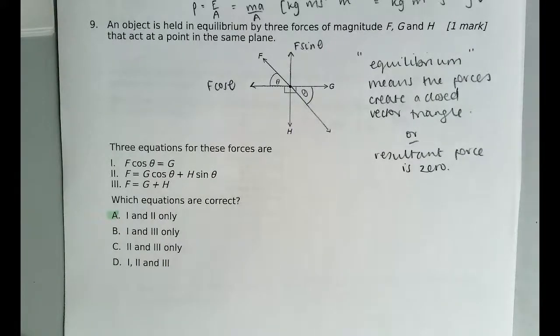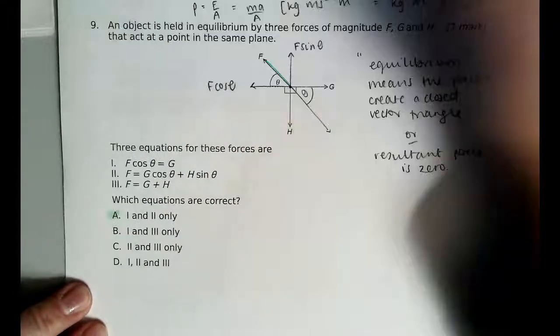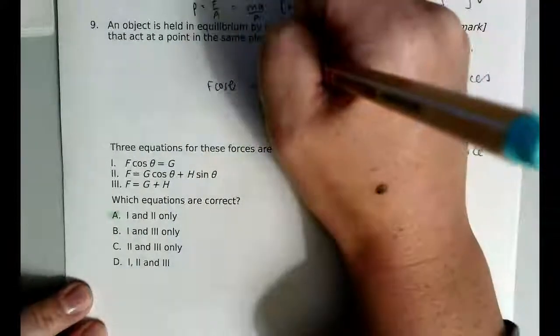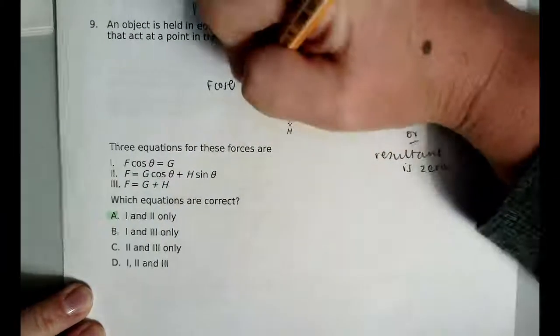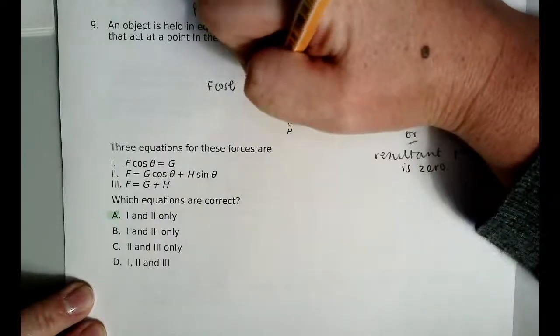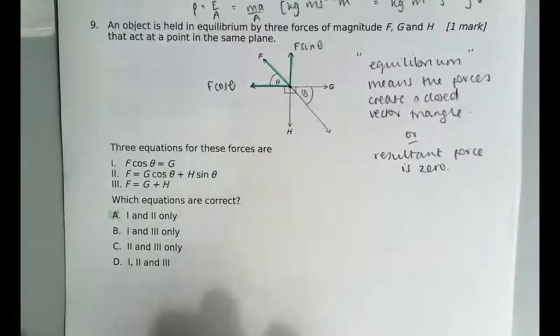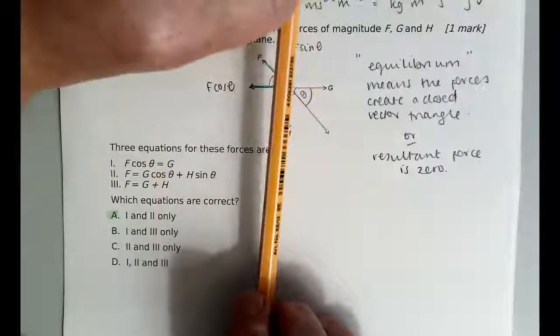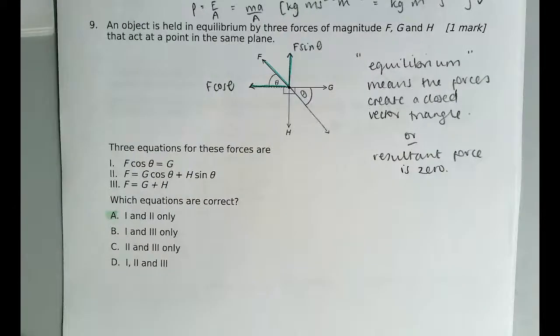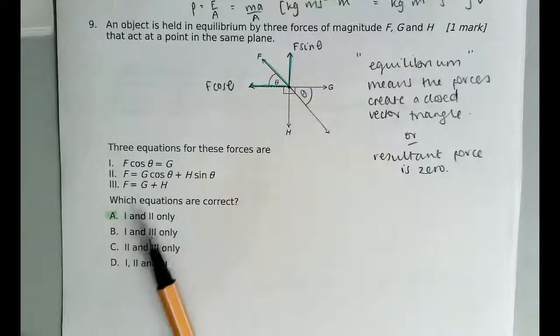Now, what I have done is I have taken vector F and I have split it into its component parts, F sine theta and F cos theta. Now, the reason that I've done that is so that all of my forces are now either horizontal or vertical. Okay. Now, these questions catch people out a lot because you might spot something is right and then choose the wrong one. So, let's have a little look.